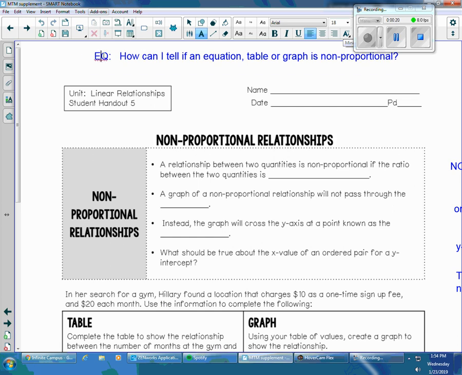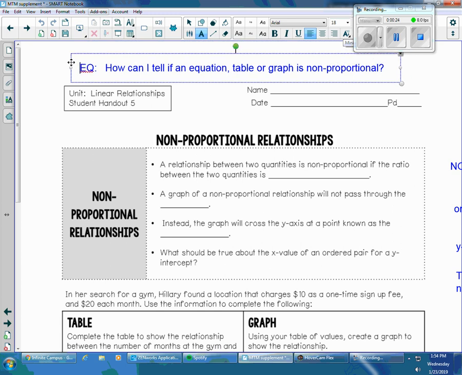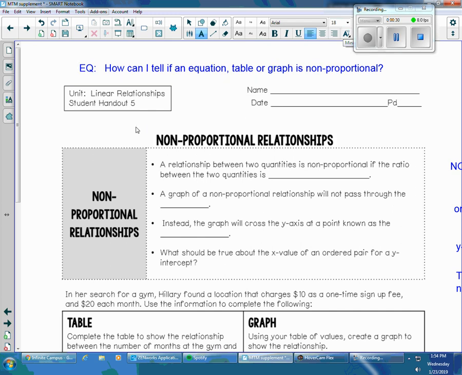Add the essential question at the top. How can I tell if an equation, table, or graph is non-proportional? Now we're going to be looking mostly at equations and graphs today. So let's do some fill-in-the-blank notes.